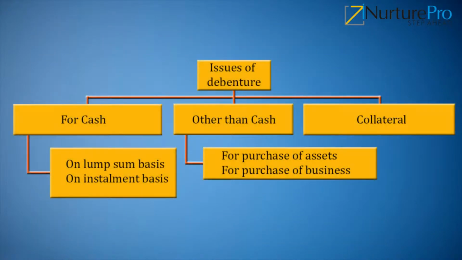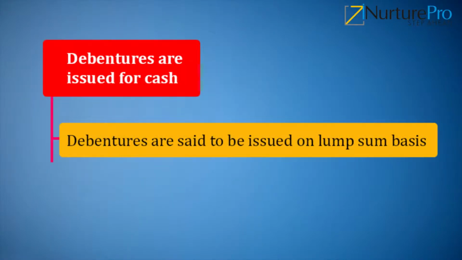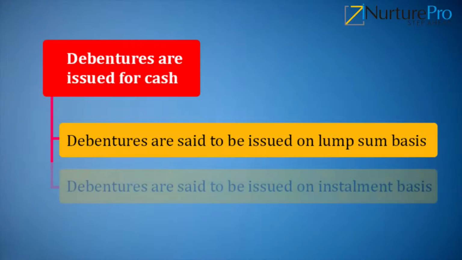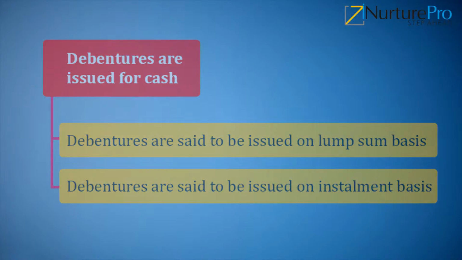Let us now focus on issue of debentures. Debentures can be issued for cash or for consideration other than cash. Further, debentures can be issued as collateral security. Debentures are said to be issued on lump sum basis when the company collects the total amount of money from debenture holders entirely at the time of application itself. Debentures are said to be issued on installment basis when a company collects the money in different installments, mainly at the time of application, during allotment and during different calls.